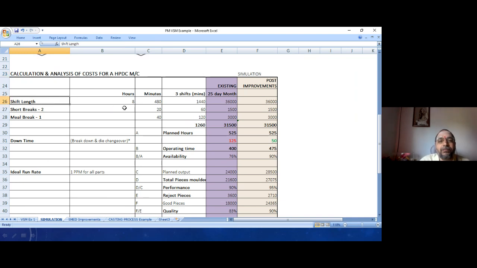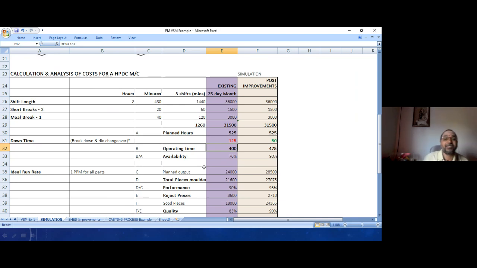This machine is expected to work 3 shifts, 8 hours per shift, 25 days in a month. So many hours, so many minutes, then there are breaks. And effectively, the planned hours for the machine are 525 in a month, on a 3 shift basis. Now, once I collect data on the machine, I find that the machine was down for 125 hours during the month. So my operating time planned is 525, whereas my operating time is only 400. I have lost 125 hours.